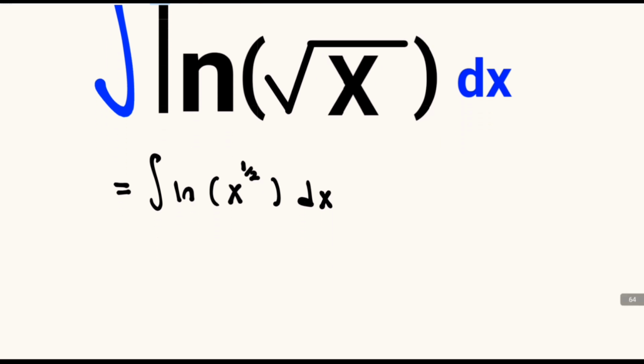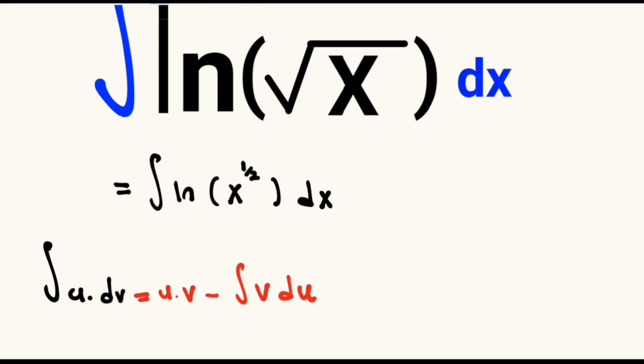From here we can introduce the formula for integration by parts. We have the integral of u multiplied by the dv, which is equal to u multiplied by v minus the integral of v multiplied by du. In order for us to use integration by parts, we need two functions, so the other function will be equal to the 1. We have to determine which function will be the u and which one will be the dv between the ln of x raised to the power half and the 1.